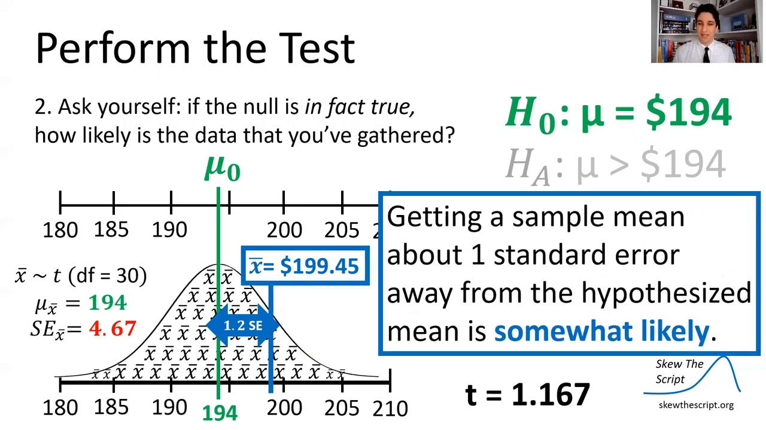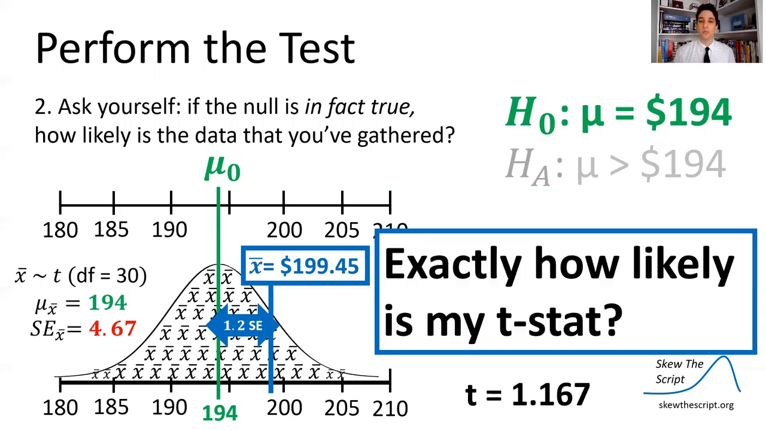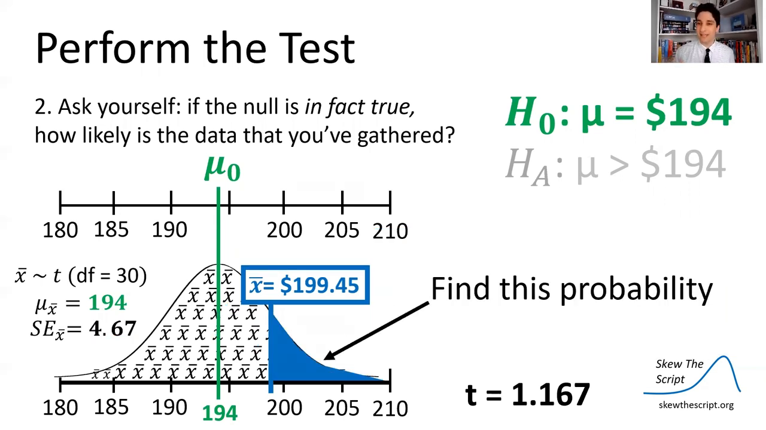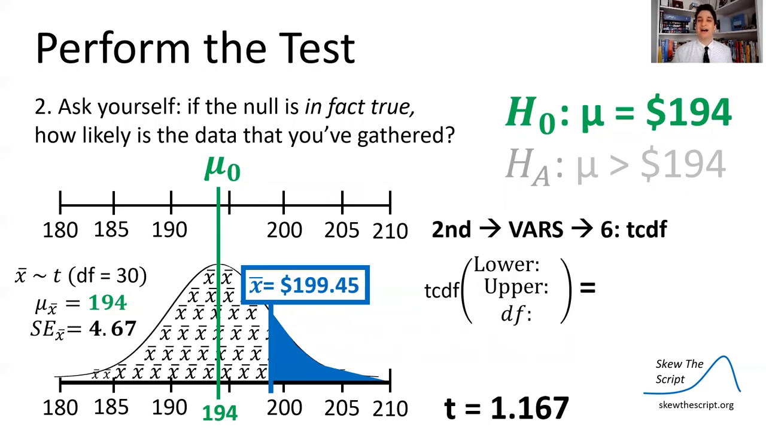So getting the sample mean one standard error away is somewhat likely. The typical deviation, it's pretty close to that. So let's try and quantify exactly how unlikely this is by using what we call the p-value, this probability. The p-value is going to be the probability of getting our sample mean or more extreme under the null assumption.